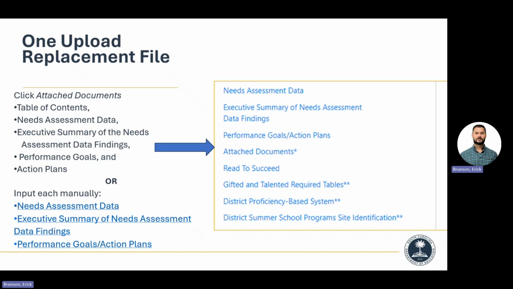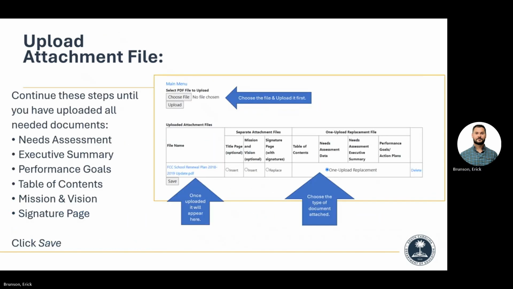Where is this? It's under the one upload replacement file. So in order to do that, from the menu, you're going to choose File. Then you're going to locate it on your computer. And you're going to attach it and it will show up here. And you need to make sure that you choose one upload replacement. One upload replacement, excuse me.